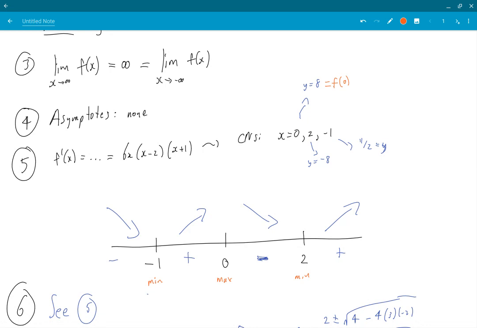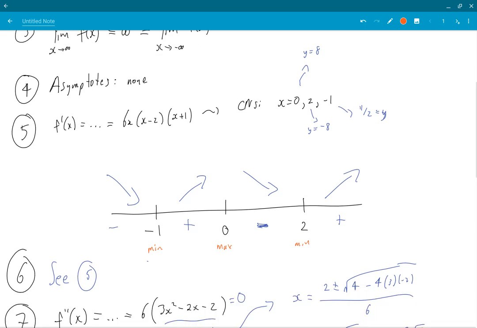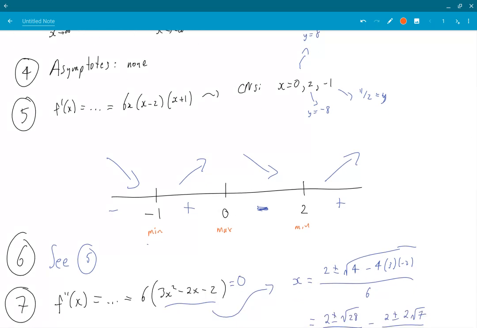I've already found the coordinates of my relative extrema, local max, local mins. So I'll move on to number 7. Number 7, you find a second derivative, factor as much as possible.